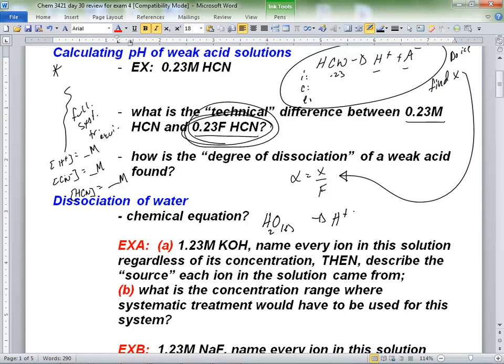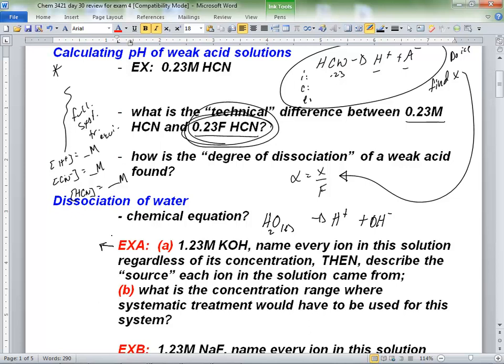Right? You can't stop it from happening. It's temperature dependent. It doesn't happen very much, but to a small degree. And we had questions like 1.23 molar KOH. Name every ion in this solution, regardless of its concentration, then describe the source each ion came from.